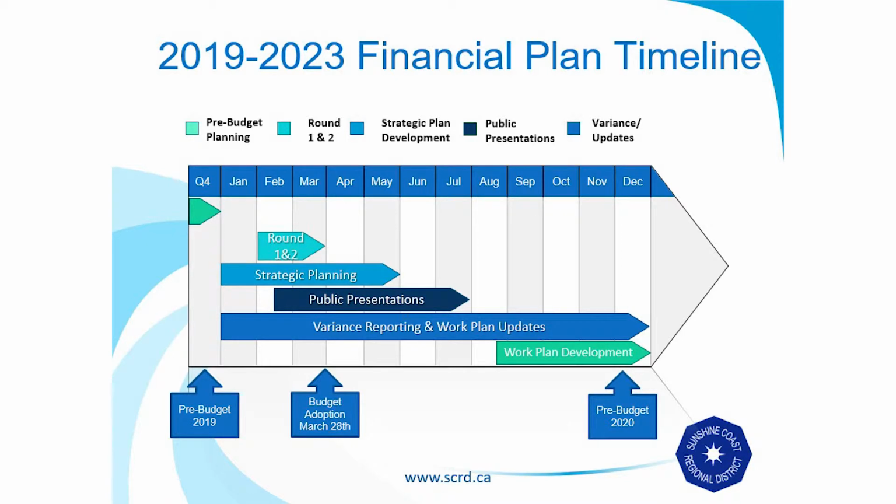The 2019 financial planning process began in August of 2018. Pre-budget meetings were held on November 30th and December 1st. The first round of budgets just concluded, as we mentioned earlier, on February 4th and 5th. The second round is set for March the 4th, with adoption of the financial plan bylaw scheduled for March the 28th. There are public presentations like this one today.